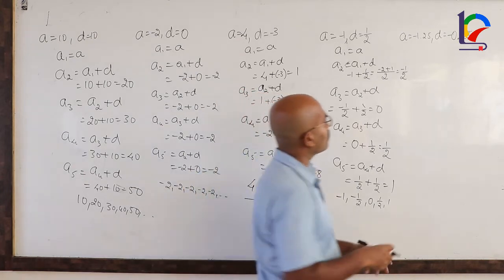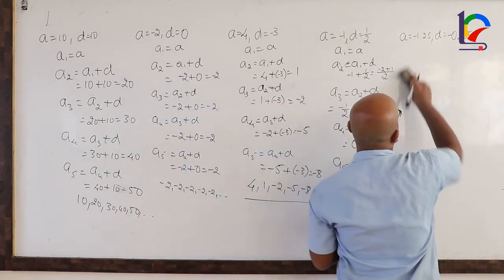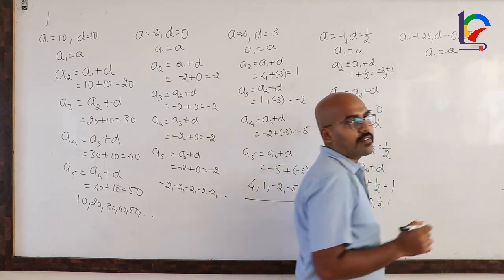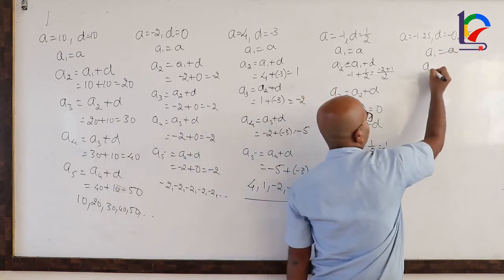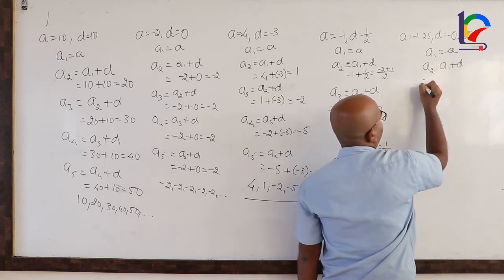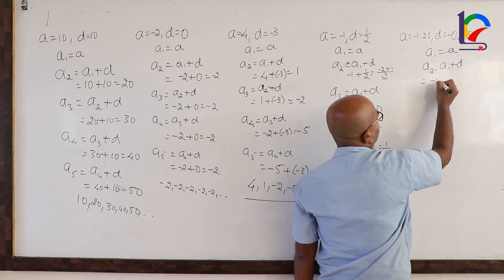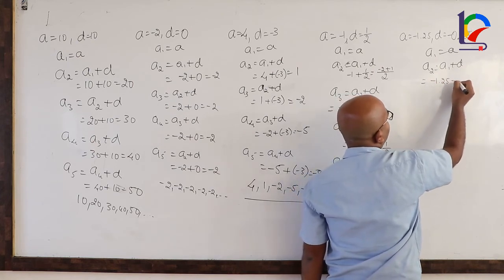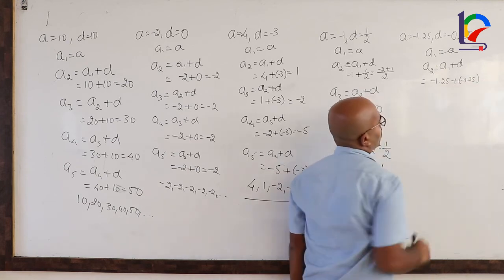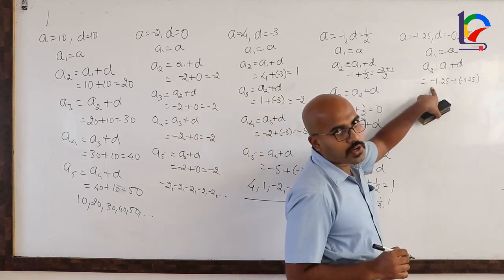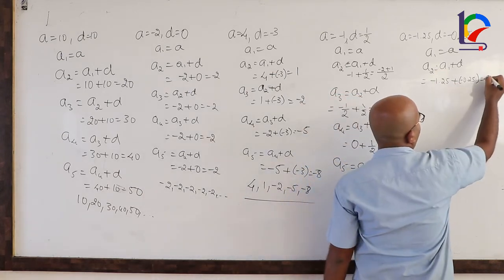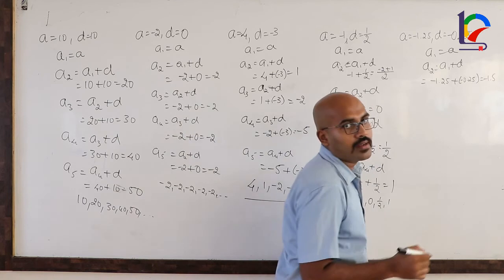So similarly, here the first term A1 is A. If you take A2, it is first term plus the common difference. What is the first term? Minus 1.25. What is the common difference? Minus 0.25. So minus 1.25 plus into minus, it's minus. So it will be minus 1.5.